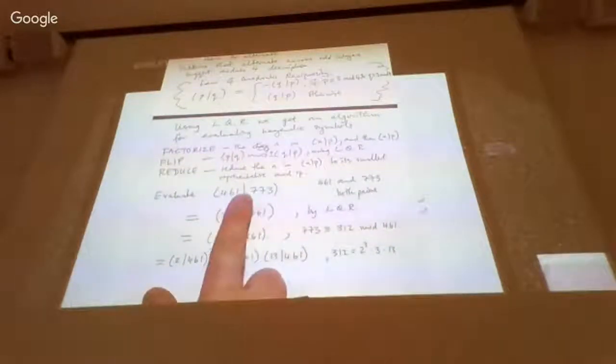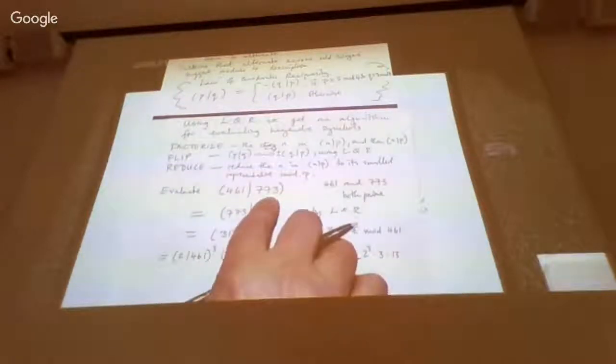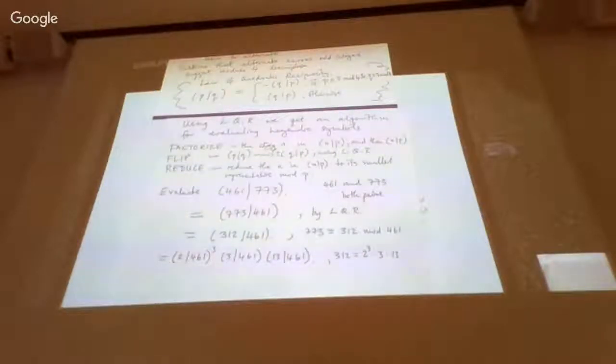The first Legendre symbol was modulo 773. We've got to figure out 3 of them now, but they're modulo 461. It's an easier task, so to speak. It's got smaller arguments, a smaller system. Instead of modulo 773, we're talking about modulo 461.